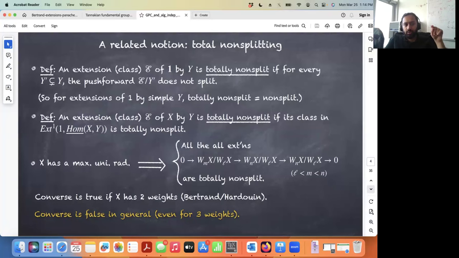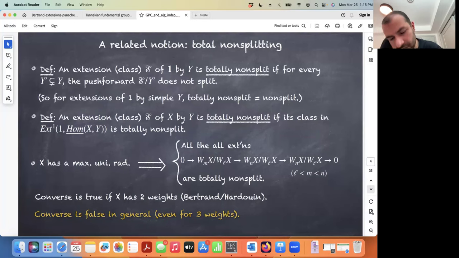So the quotient from Y to Y mod Y prime. Right. And how should I... do you have some mental model for this? Like how are you thinking of this definition? Well, it's the strengthening of the notion of being just non-split.